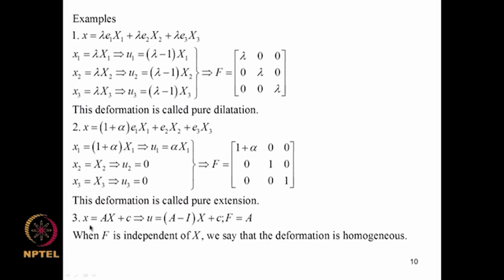Now, I can consider x to be A X plus c. From this it follows u is (A minus I) X plus c and F is simply A. When the matrix F is independent of X, we say that the deformation is homogeneous.